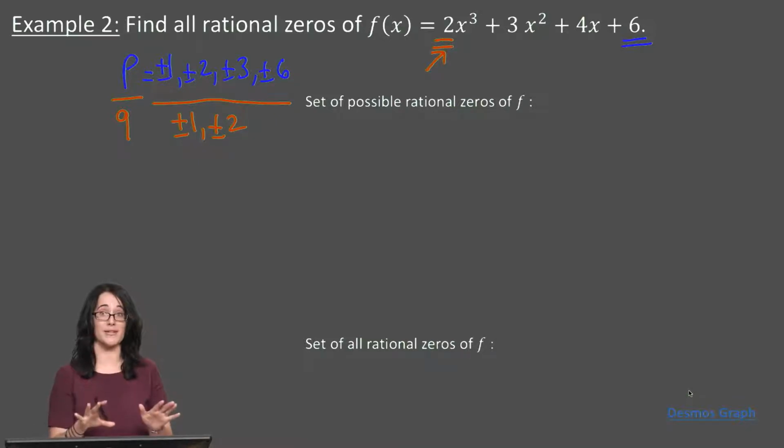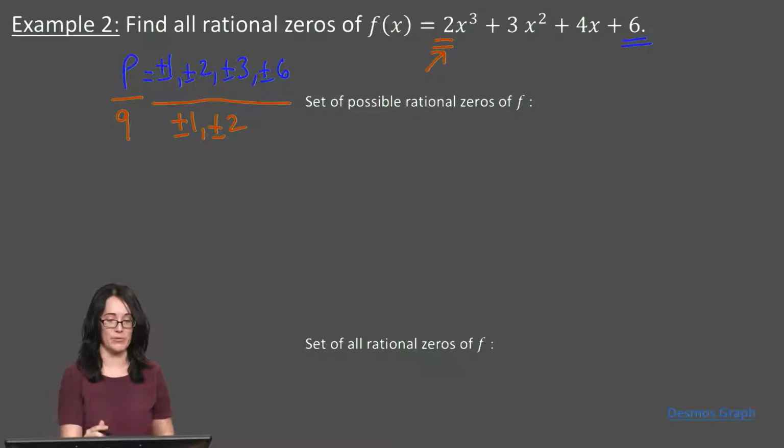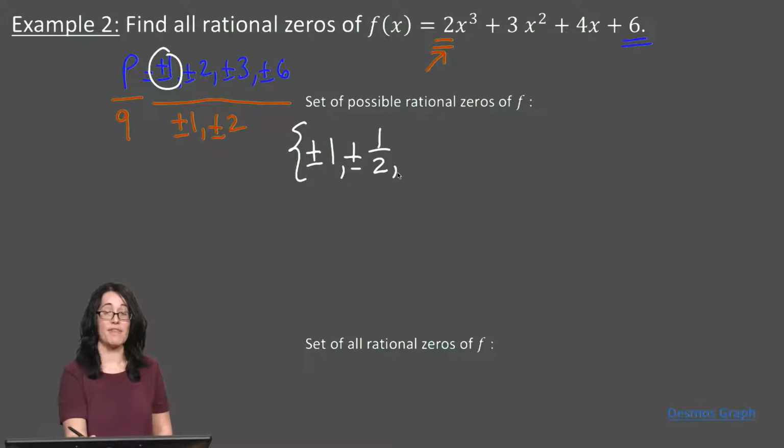I encourage you to pause it at this point, try it on your own, and come back and check. All right, let's see what we have. In this set of possible rational zeros, I would have 1 over 1, so that's positive or negative 1. I would have 1 over 2, so that's positive or negative 1/2. I would have positive or negative 2 over 1, which is just 2, plus or minus. I would have 2 over 2, which is just 1, but we've already mentioned that.